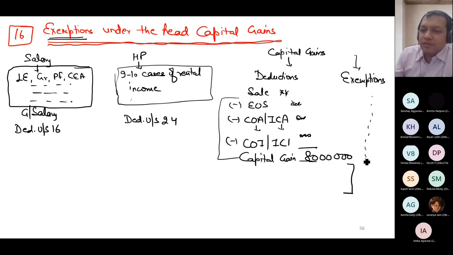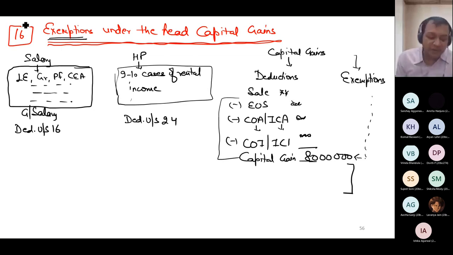If you have this income, can it be tax free? Can it be exempt? Once I computed capital gain, then this concept starts. Once I computed capital gain by applying the provisions of section 48, sale less expense on sale, less cost of acquisition or indexed cost of acquisition, less cost of improvement or indexed cost of improvement, then my work of exemption starts.